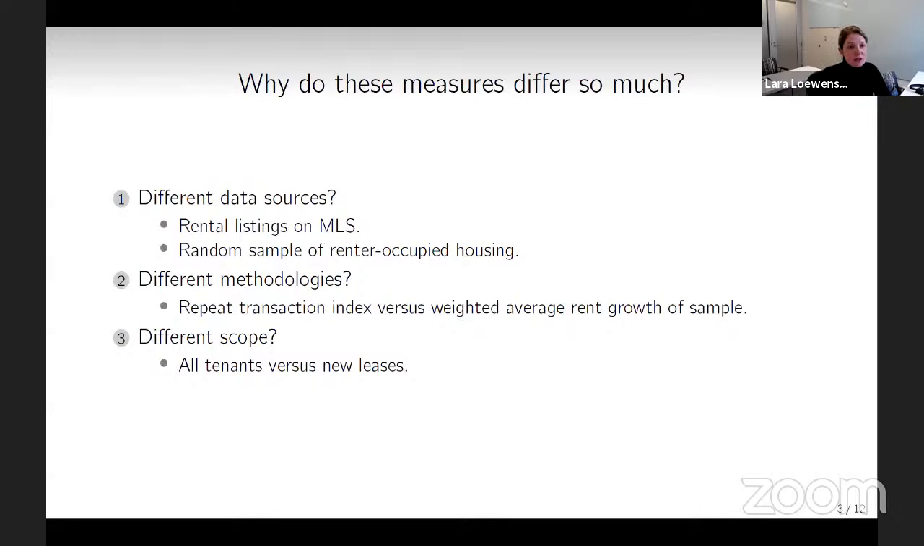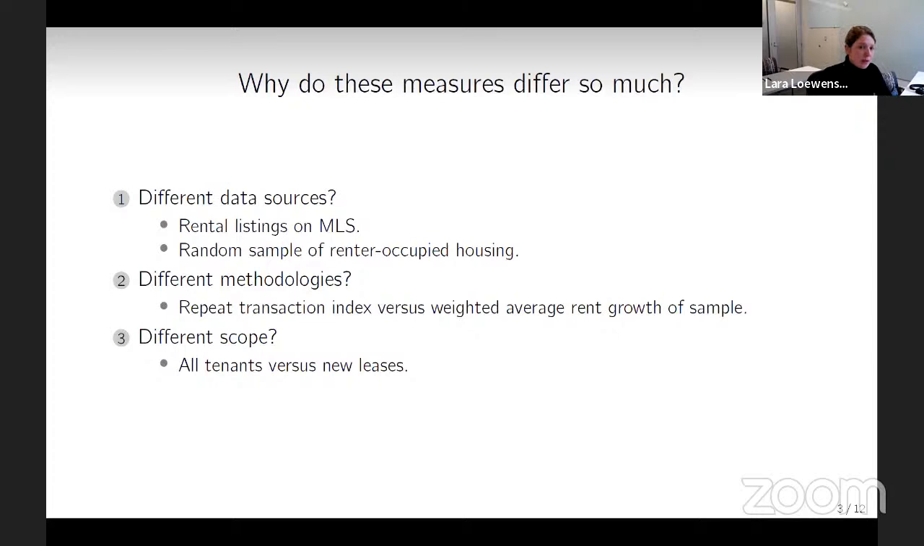As I mentioned, Zillow and CoreLogic both pull their data from rental listings on the multiple listing service, which is a website that's effectively run by real estate agents. They will list properties for sale, but they'll also list properties for rent. CoreLogic or Zillow can aggregate those and pull in all that information to create a data set of rental rates on specific apartments. By contrast, the CPI tenant rent is created from a random survey that's very carefully designed to be representative of the entire United States renter-occupied housing stock. So that's one reason why they could be different.